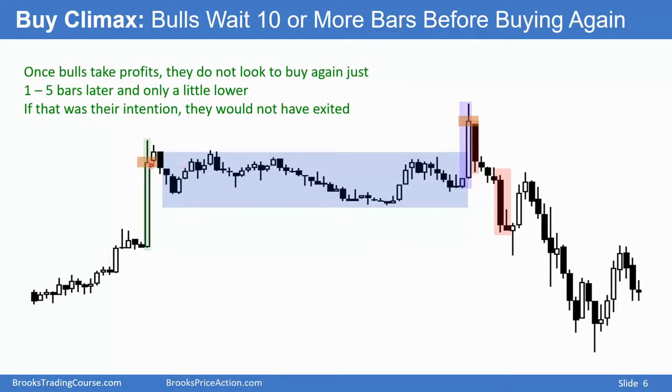If you're a strong bull taking profits here or here, you're not looking to buy again on the next bar. You're probably going to wait 10 bars, 20 bars to give a chance to the bears. Will the bears be able to reverse the trend? If they are, the strong bulls are not going to buy. If the bears are not able to reverse the trend and instead the market simply goes sideways, then the bulls will be willing to buy again. Again, the bulls take profits because the market might go sideways or it might reverse, and they don't want to be holding onto their trade and have all of their profits disappear.